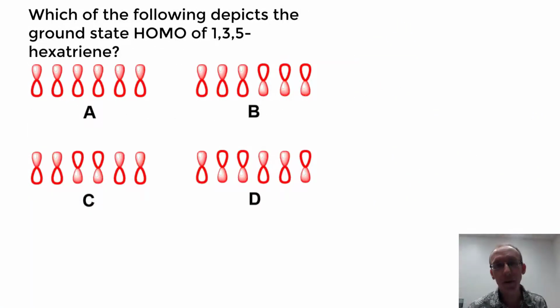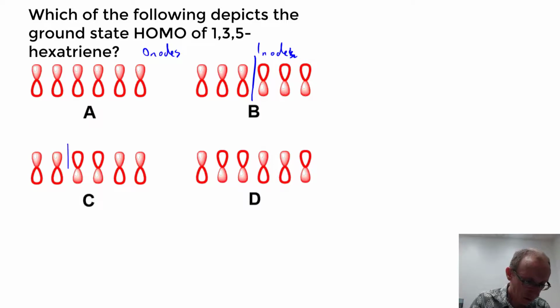Okay, question three. We're back to molecular orbitals, this time for 1,3,5-hexatriene, and we're looking at the ground state HOMO. So again, this is fairly easy to do because we've drawn it out with zero nodes in the first, one node in B, two nodes in C, and three nodes in D.